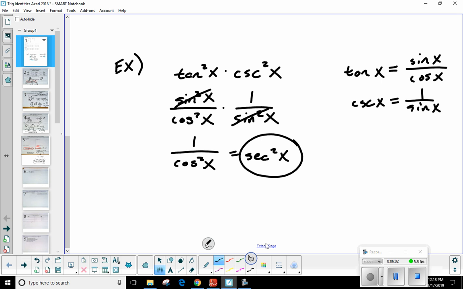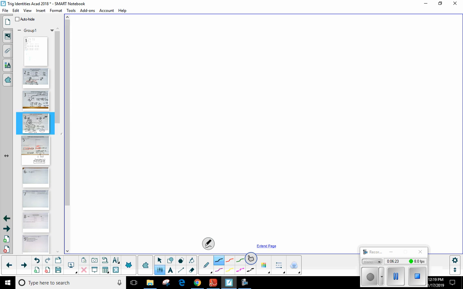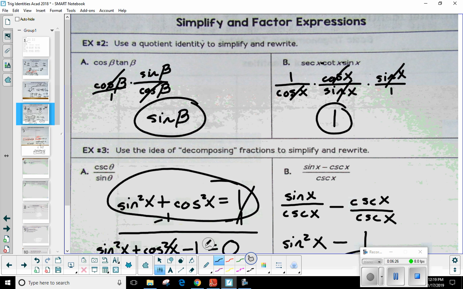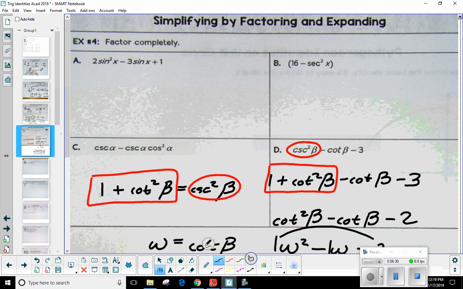Anybody have any questions? Anybody not seeing how I'm doing this? Would you like to try another one, or do you think you're ready to move on just with the notes? Can you do the notes? All right, good. Let's see where we got to. We were using the quotient identity. We used the idea of decomposing. We spent some time yesterday talking about factoring, the trinomials and the binomials.